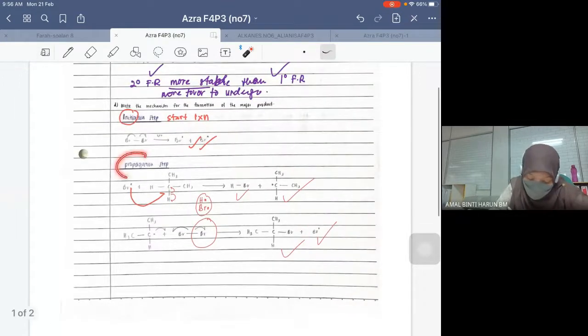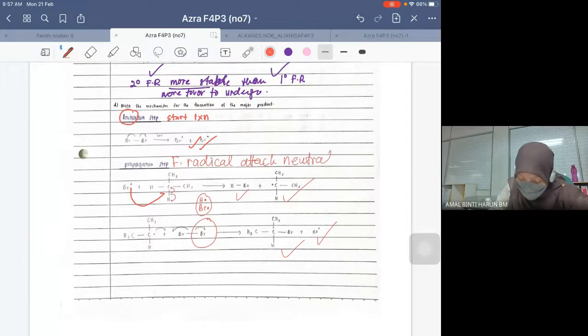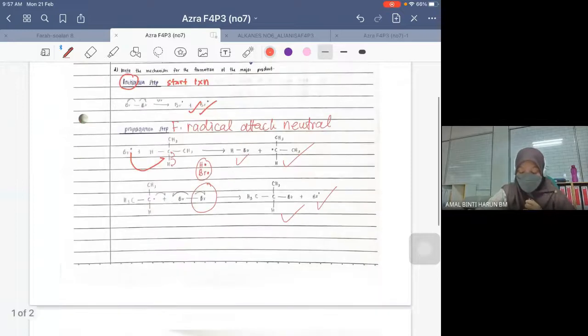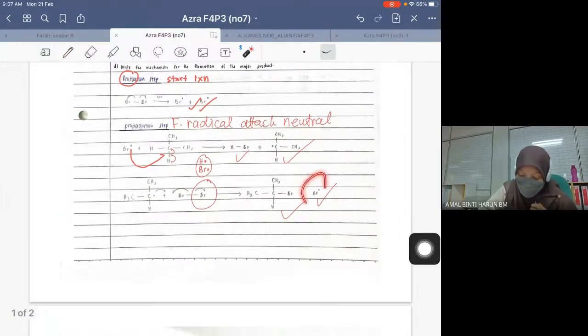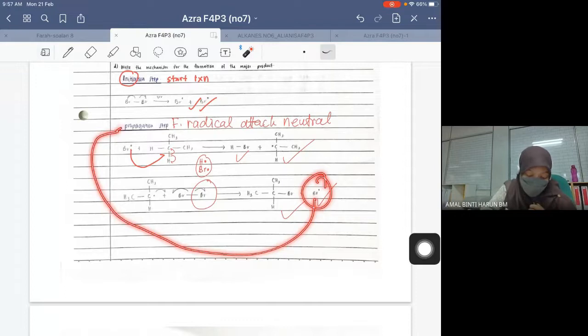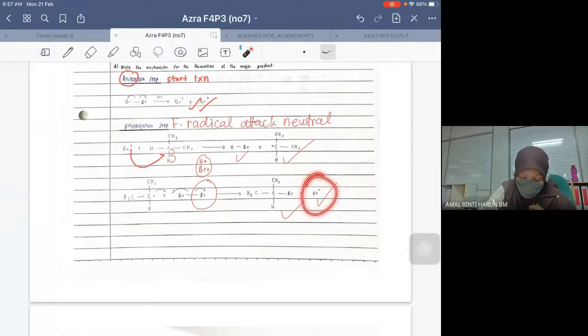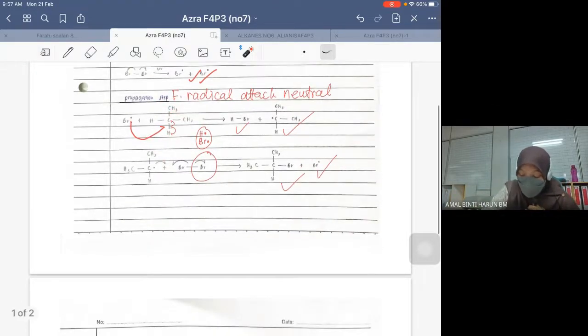So, apa yang you buat dekat propagation ni, ingat, radical, free radical, attack yang neutral. Sebab apa? Nak sebarkan kejahatan supaya dapatkan radikal yang lain. So benda tu takkan habis. Radikal ni akan attack pula yang Br2 yang lain. Br ni akan attack alkane yang lain. Sebab dalam ni propane ni ada banyak kan. Okay. Sampai bila benda ni nak habis?